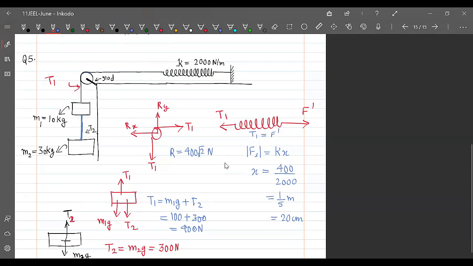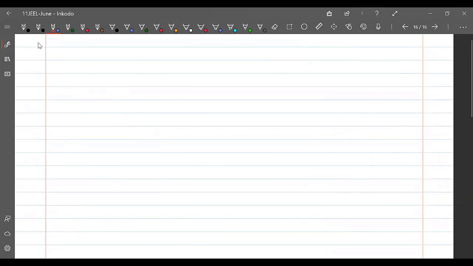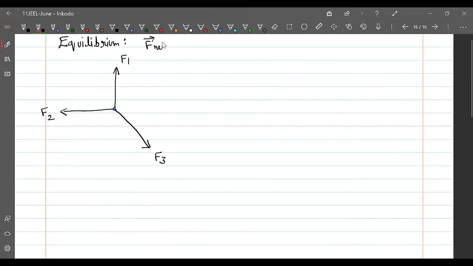So after this, we are going to apply concepts of vectors in forces. Suppose the directions of forces are given, like a point on which we are applying many forces. Force F1 in this direction, F2 in this direction, and F3 in this direction. We're talking about equilibrium. Equilibrium is forces in all directions being 0. So equilibrium is net force is 0.